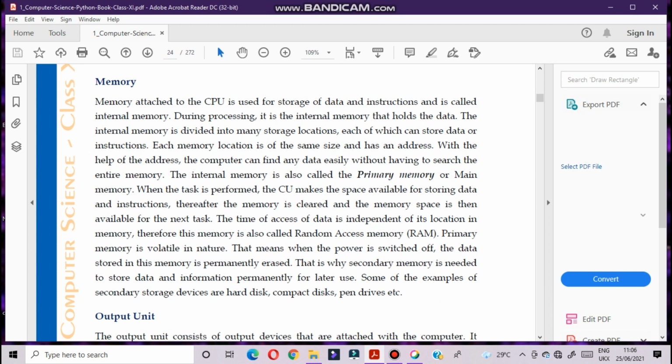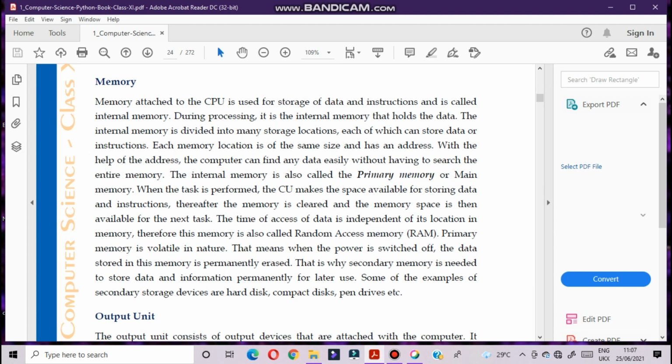Now next is memory. Memory attached to the CPU is used for storage of data and information, or you can say instructions, and is called internal memory. Because when memory is attached with the CPU, it is called internal memory. During processing, it is the internal memory that holds, means keeps, the data.